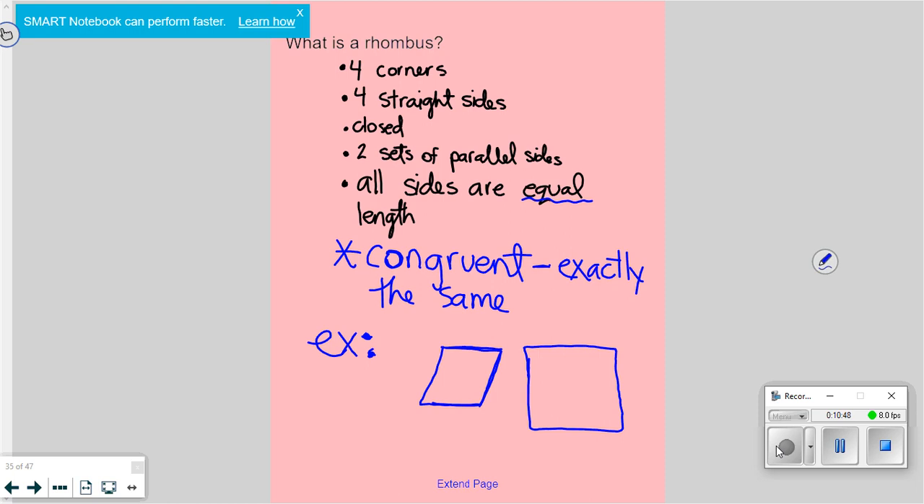Kenzie, what else could I call that shape? I could call that shape a square. Heidi, what else could I call that shape? I could call it a quadrilateral. Kato, what else could I call that shape? Polygon. Alright, we're going to watch a short video on a rhombus just to go over those rules again.